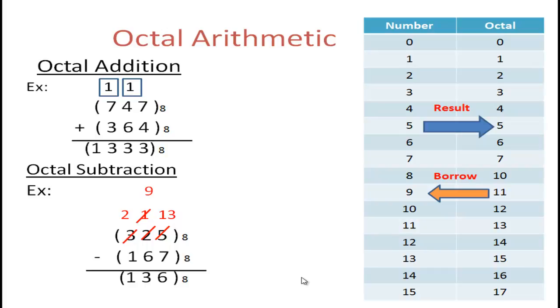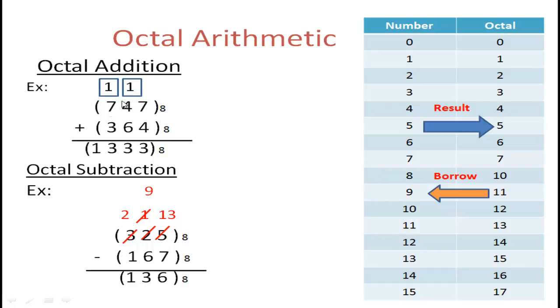Next is octal arithmetic. You may have also studied the octal number system from the previous videos and you may be quite familiar with octal counting. Here we will first consider octal addition. We know that in the octal number system there are numbers ranging from 0 to 7. So first let us consider octal addition.